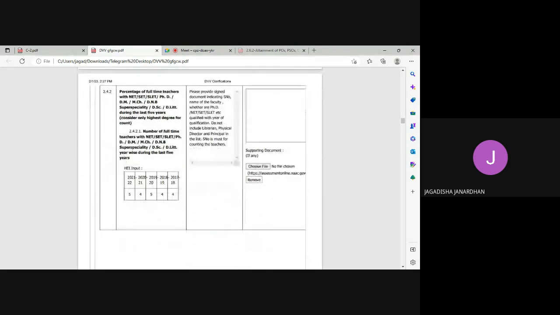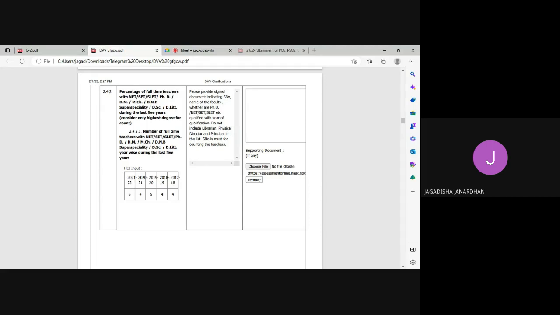For the 2.4.2 metric, they have asked in the DVV clarification: please provide a signed document indicating serial number, name of the faculty, whether PhD or NET, etc., qualified with the year of qualification. That is most important. And it may not be in the assessment year itself. If the faculty has been awarded PhD 10 years before, then also it can be considered.